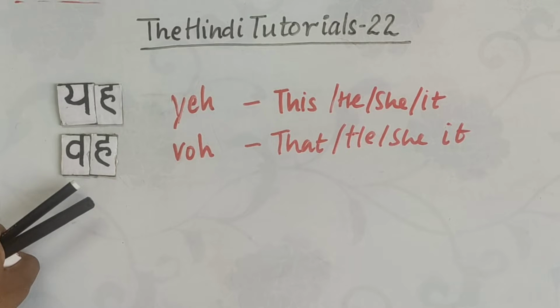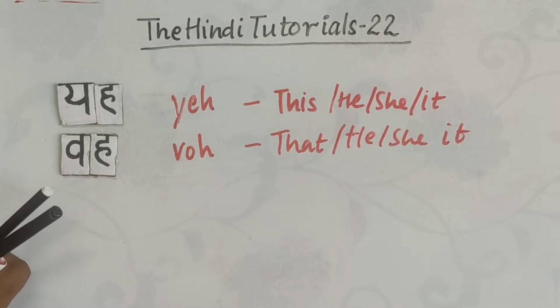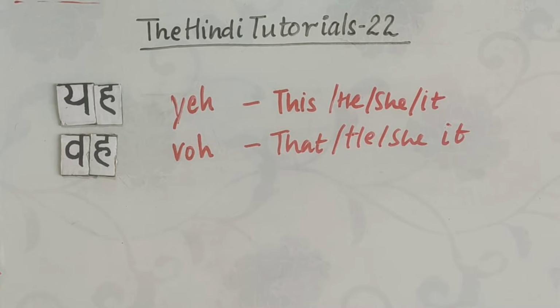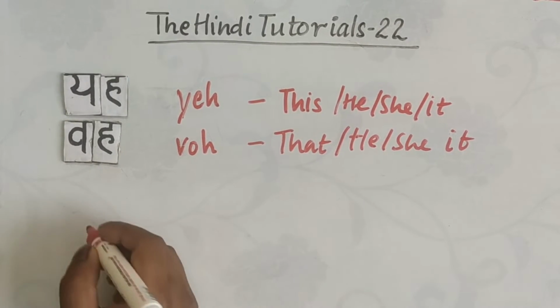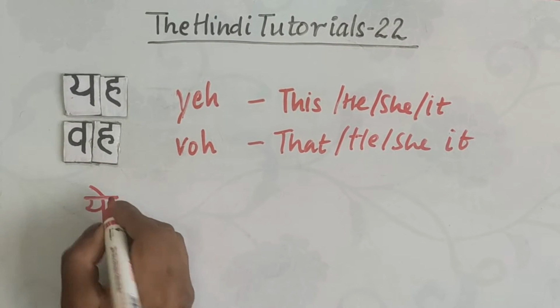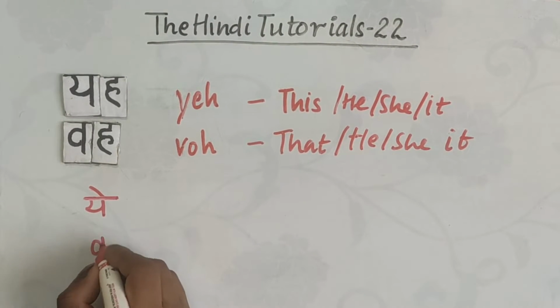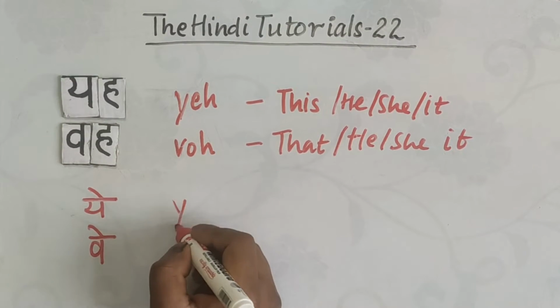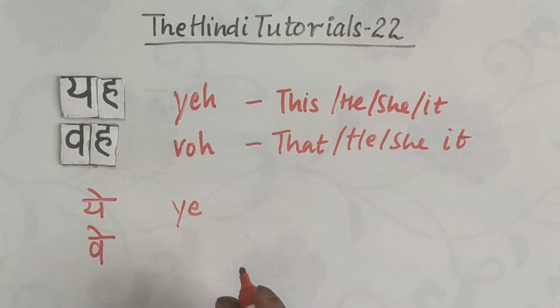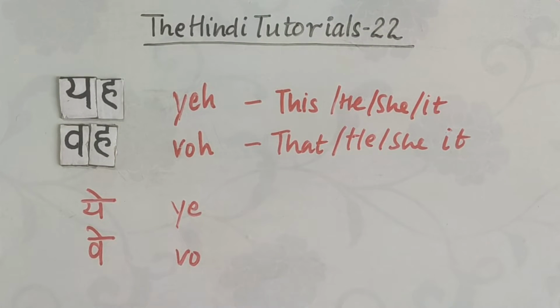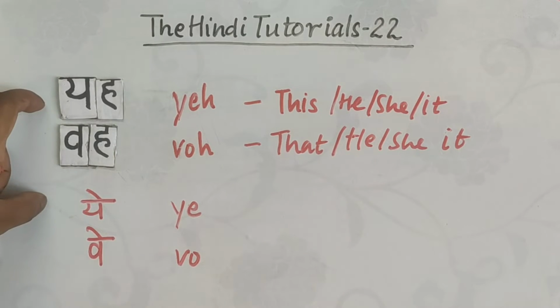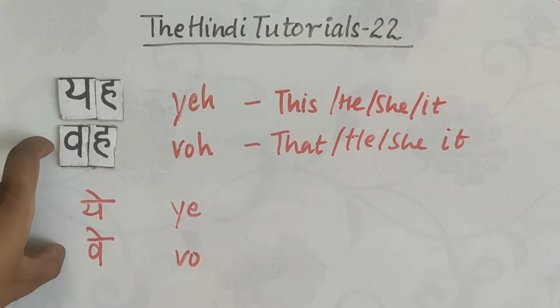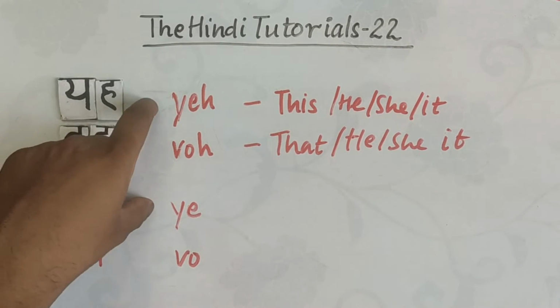Well, this is, you can say, the textbook pronunciation. And two more words are ye and ve. Ye, but we pronounce it the same as wo. In common language, we don't pronounce yeh and ye differently, and we don't pronounce veh and ve differently. We pronounce ye and wo.